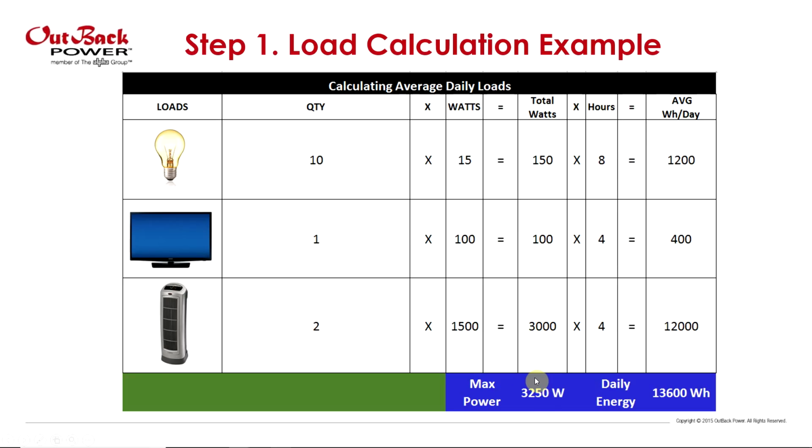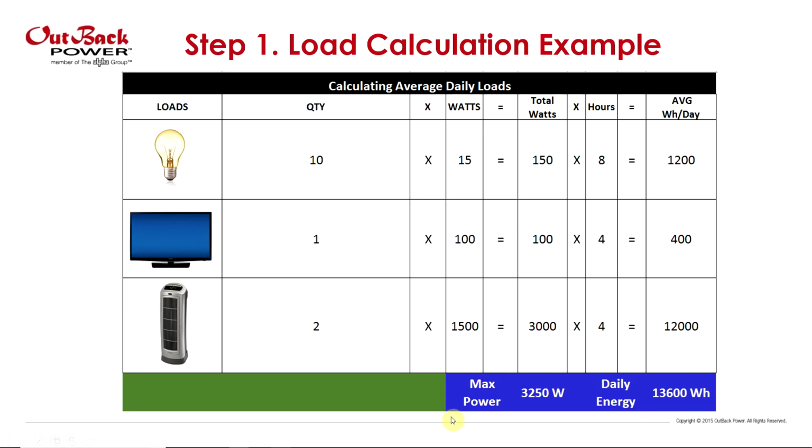All right, so here we have our maximum power. We add up our total watts here. This will be our maximum power. And on the next slide I'll describe that we do expect all of these loads to be on at the same time. So this will be our number that we're working with. This is our worst case scenario. And then finally, our daily energy. We add up our daily energy and we get 13,600 watt hours. So this is the energy that we will have.